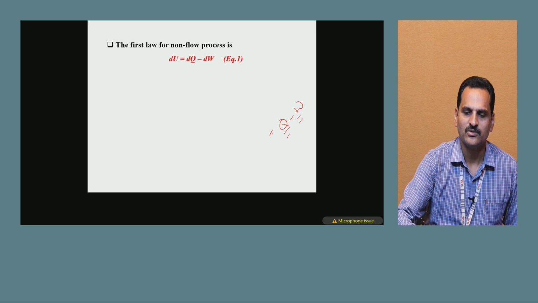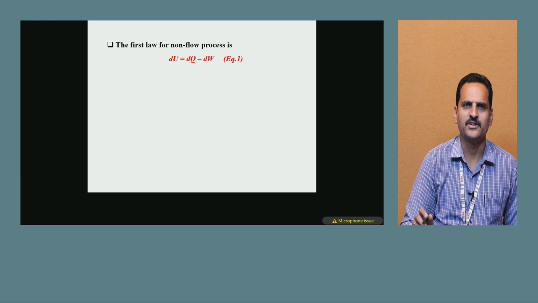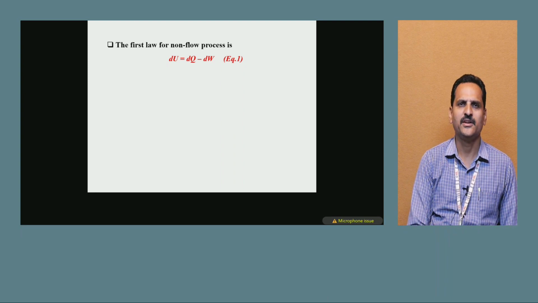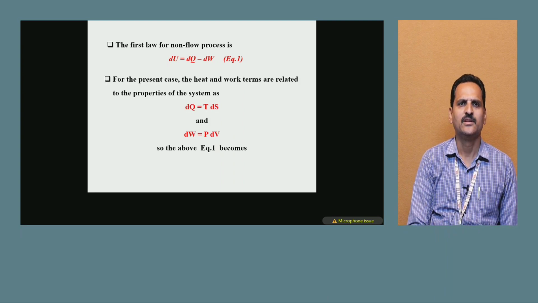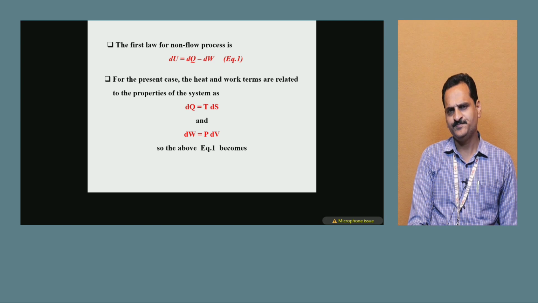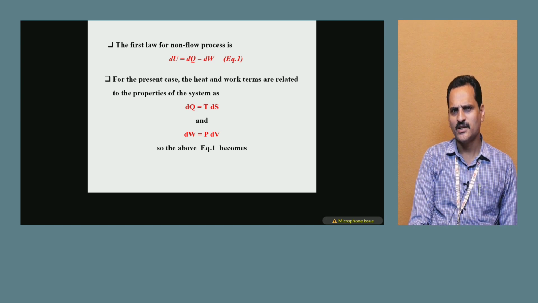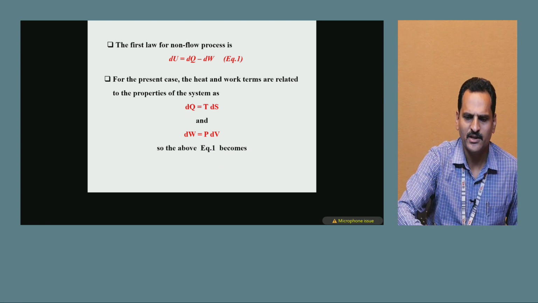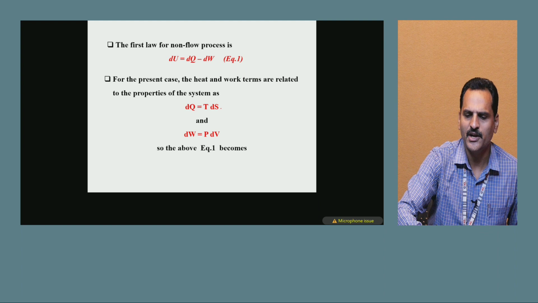By the differential form of this mathematical statement of the first law of thermodynamics, we get dU is equal to dQ minus dW. From the second law of thermodynamics, dQ is equal to T dS, where dS is the change in the entropy and T is the absolute temperature.